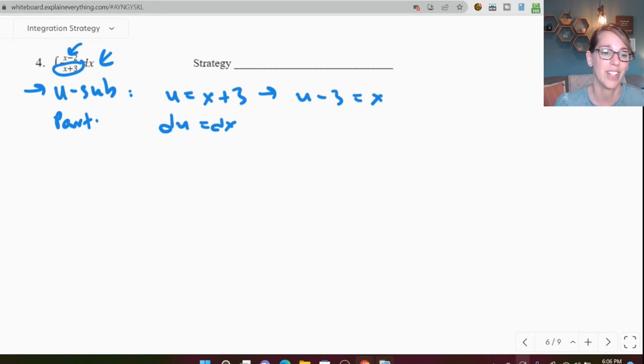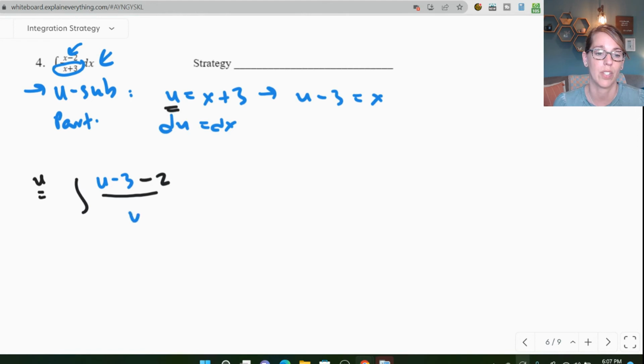So as I put this all together, then I can replace everything that was in terms of x in terms of u now. This first x that I come across in my numerator, that's going to be a u minus 3. So u minus 3 minus 2. In the denominator, I have x plus 3. x plus 3 is u. And then dx gets replaced with du.